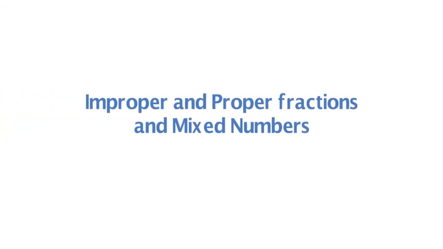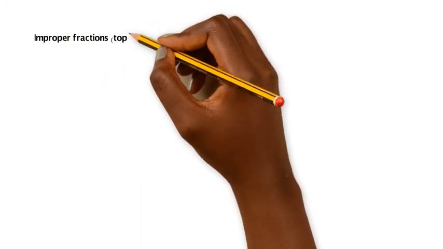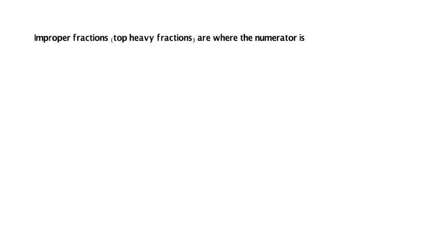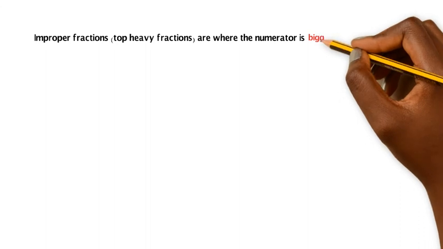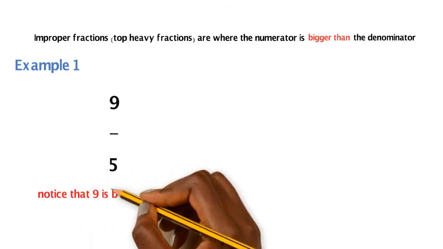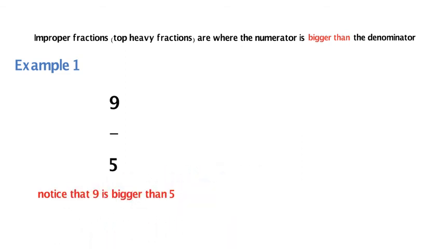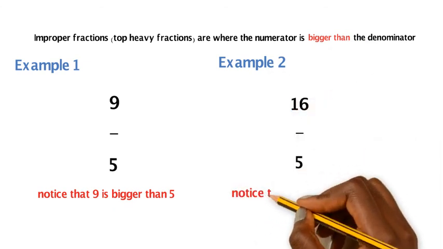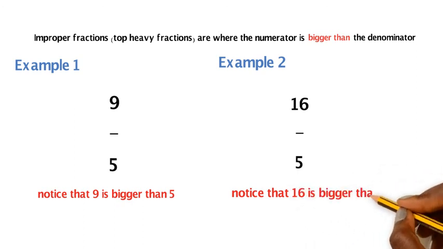Improper and proper fractions. Improper fractions, also known as top-heavy if you're taught that in school, are where the numerator is bigger than the denominator. Example 1, we have 9/5. Notice that the 9 is bigger than the 5. And another example, notice that 16 is also bigger than 5. So these are examples of improper fractions.